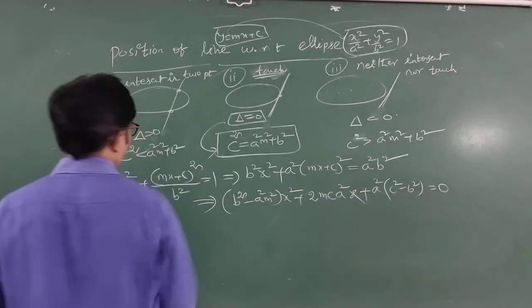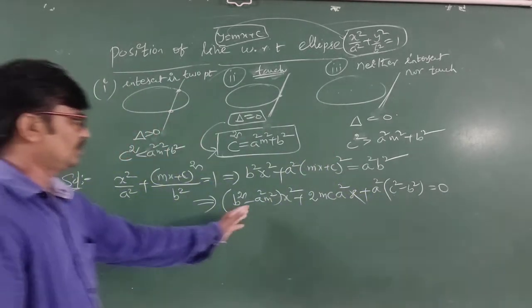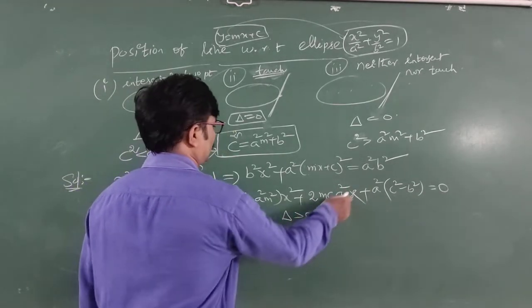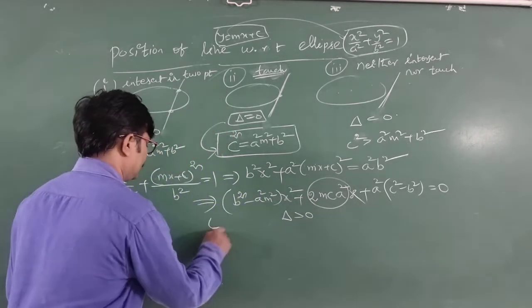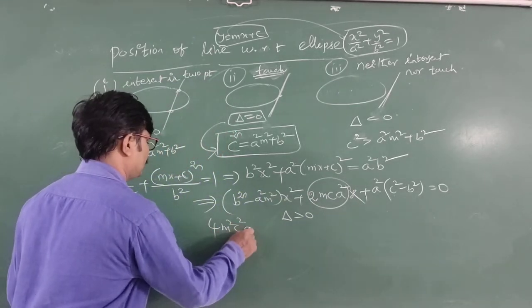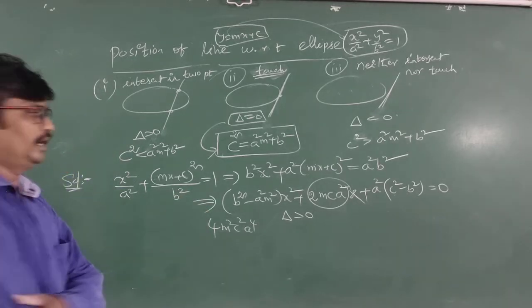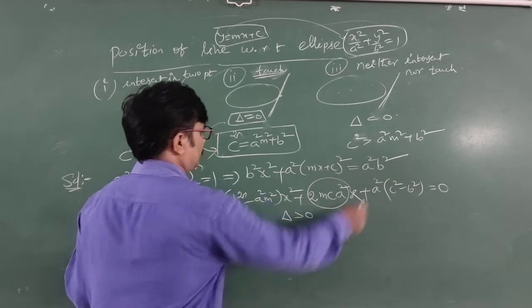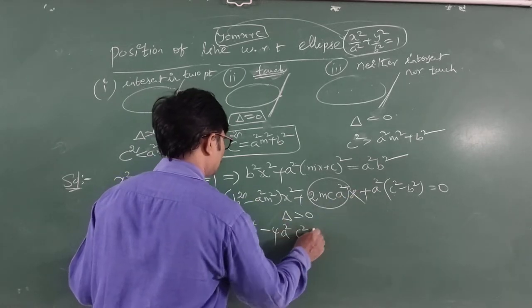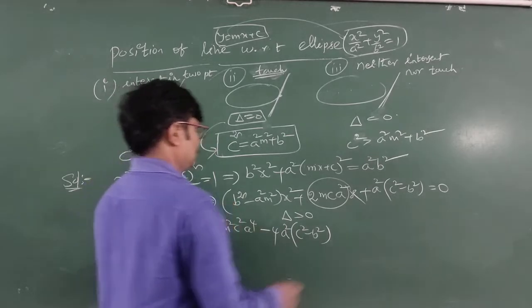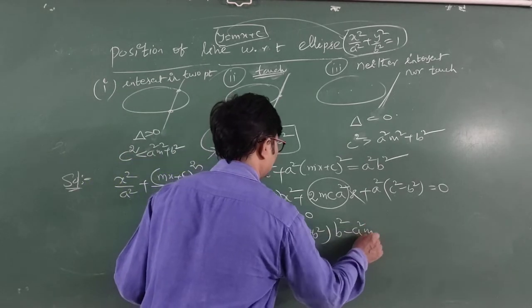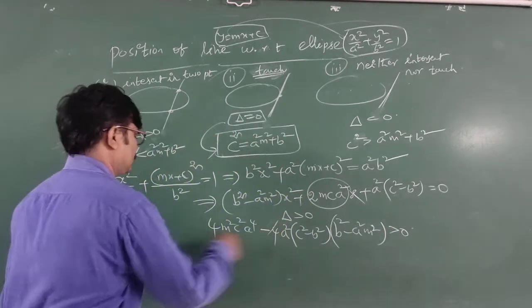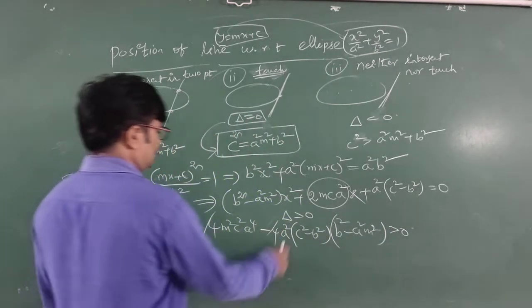Suppose the discriminant is greater than 0. This is a quadratic equation in x. The discriminant, delta greater than 0, gives 4m²c²a⁴ minus 4ac, where ac is a²(c² − b²)(b² + a²m²). So b² minus c² plus a²m² is greater than 0. Here 4 cancels, and a² also cancels.